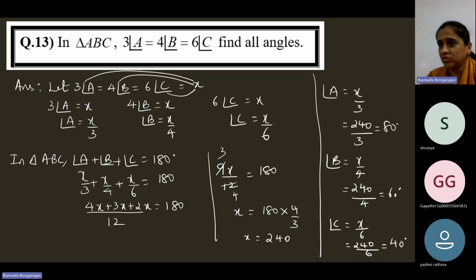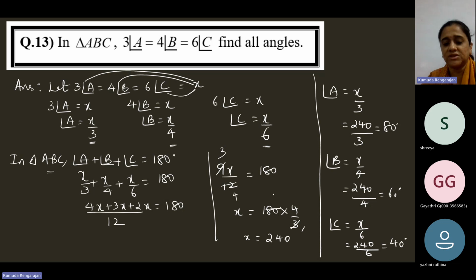In triangle ABC, the sum of the three angles is equal to 180 degrees. What is angle A? X by 3. Angle B? X by 4. Angle C? X by 6. So A plus B plus C is 180. X by 3 plus X by 4 plus X by 6 is 180. 12 is the LCM. 9x by 12 is 180. Cancel 3 by 4. So it becomes 4 by 3 on the other side. And x is equal to 240 on simplifying.